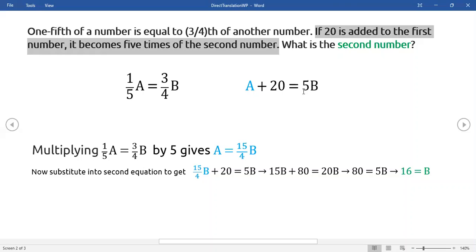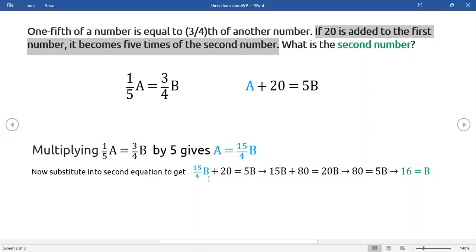Now, I tried to help you out with a little bit of color coding here. It helped me out too, quite a bit. But I decided to do a substitution technique. If we multiply this top equation by 5, we get A by itself. So multiply by 5, and this becomes 15/4 times B, which is this statement right here. But you see, we just take this and substitute it right here, which is this line here. I hope you guys like the color code. It helped me, I know.